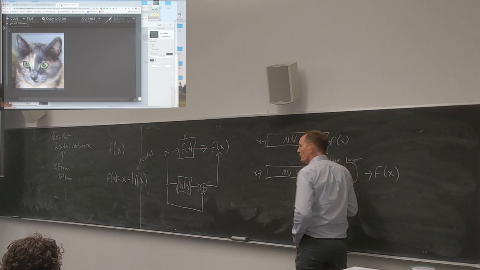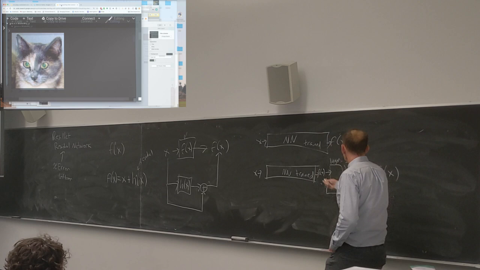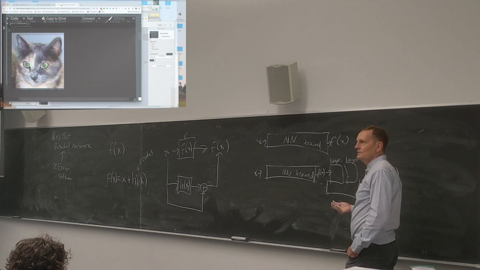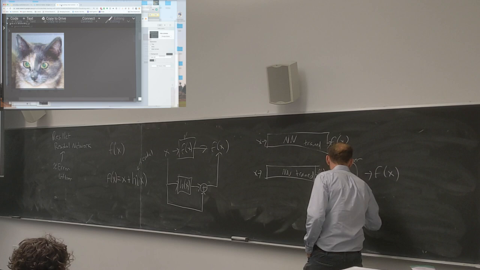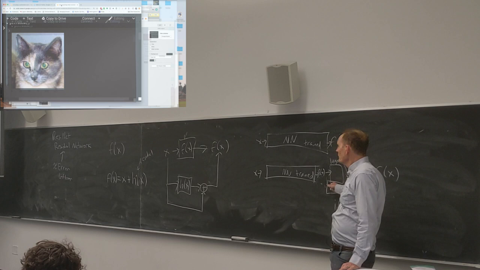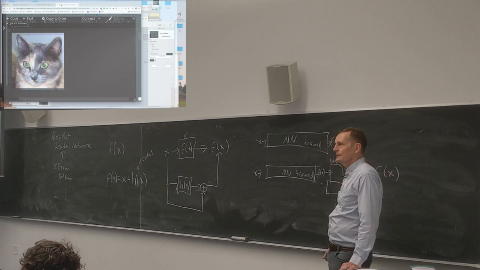If this output is f of x, so the input to these two layers is f of x, and the output of these two layers is f of x, what do these two layers compute? There's a name for such a function, right? Yeah, the identity. It's not that easy for a neural network to learn the identity function. Okay, it's possible, it's just not that easy.